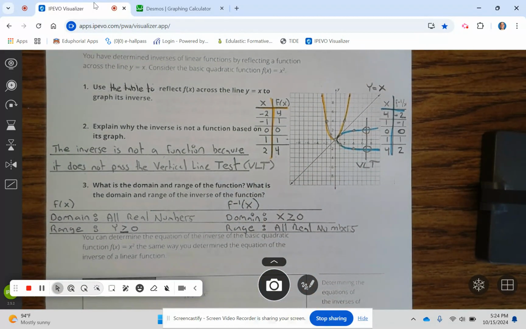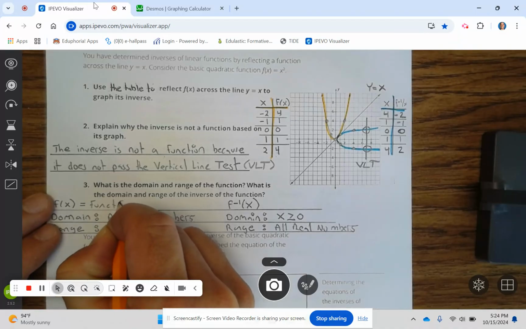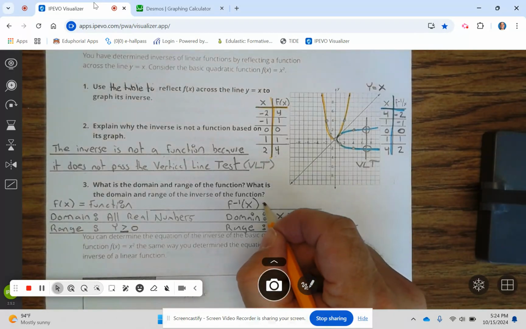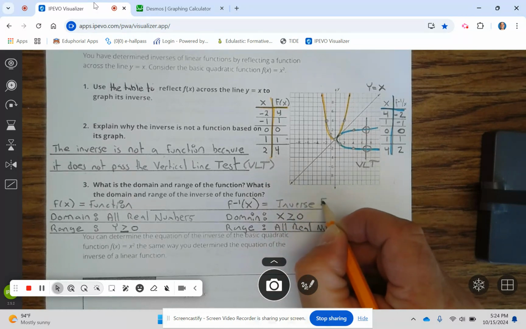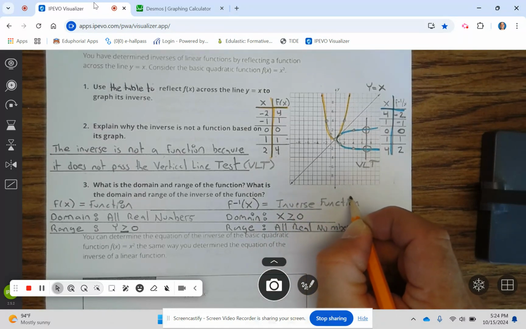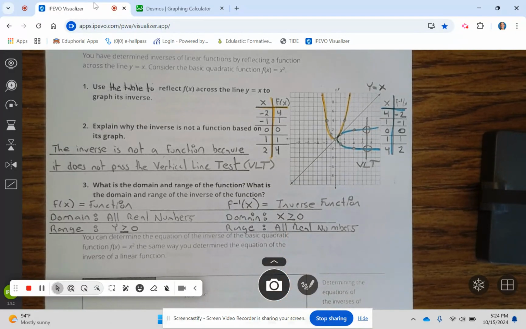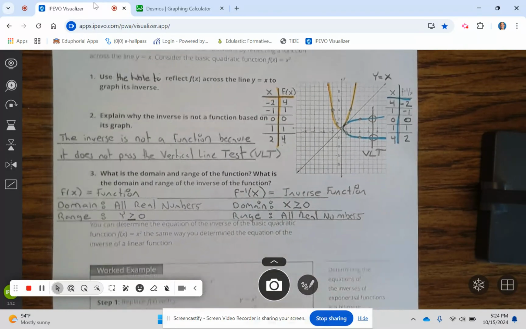Okay, number 3. What is the domain and range of the function? What is the domain and range of the inverse of the function? So the function, f of x, is a function. The domain is all real numbers, and the range is y greater than or equal to 0. F inverse of x, so that's the inverse function. The domain is x greater than or equal to 0, and the range is all real numbers. Notice that the domain and range switched. All right.